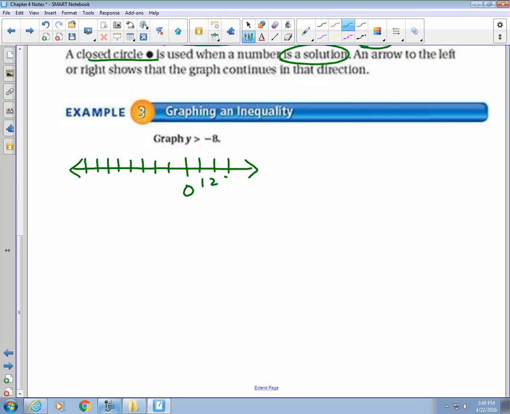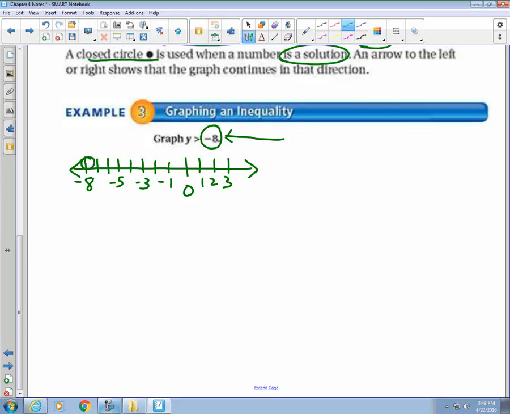So 1, 2, 3, -1. I'm not going to put them all in. There'd be -3 here, -5 right here, and down here is -8. Now it says y is greater than -8. It does not say that y can be equal to -8. So this is where we have to use an open circle at -8. This number is the starting point of our graph, so we're going to circle where -8 is.